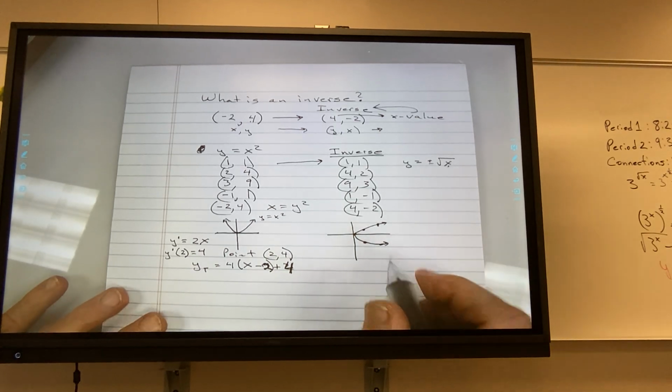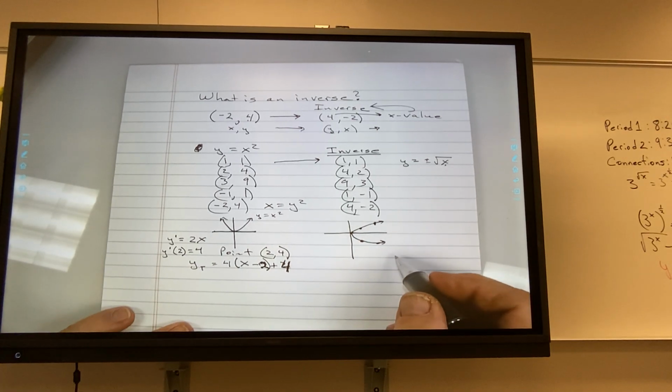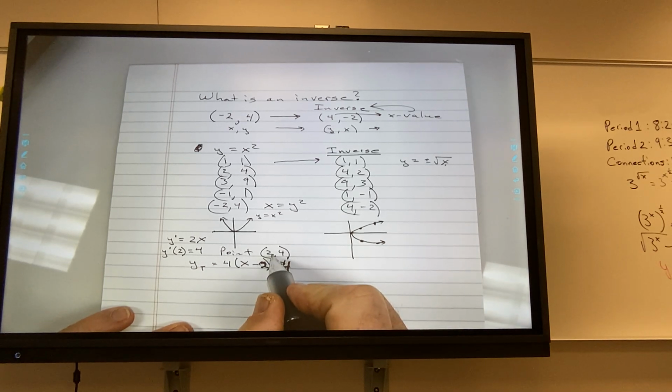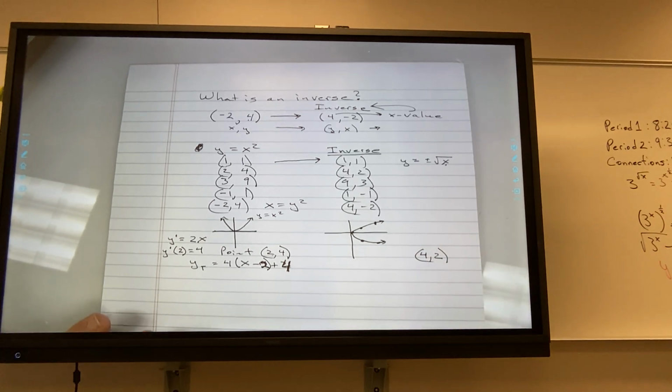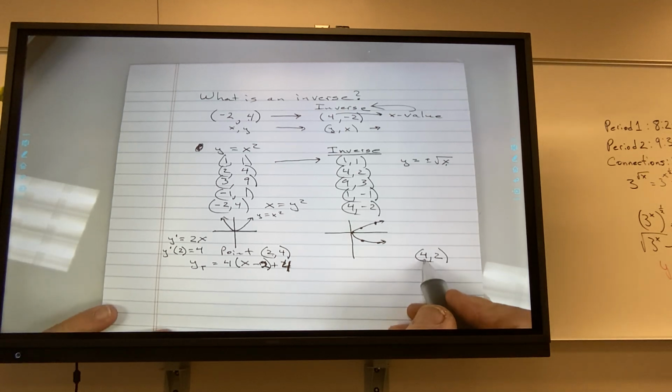Okay. So now I'm going to come over to this side, the inverse side. This has an inverse. Its inverse is 4, 2. Correct? I'm going to come up with the equation of the tangent line at the point 4, 2. Ella, what two things do I need to have a line? Okay, I got a point. How do I figure out the slope?